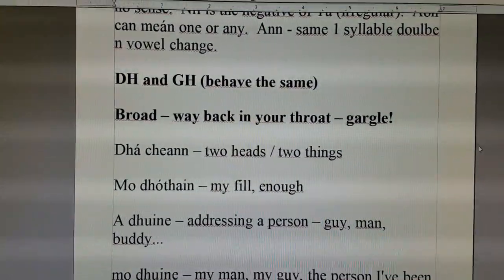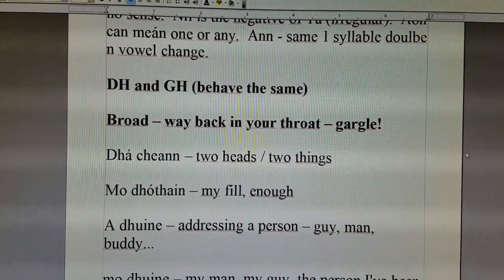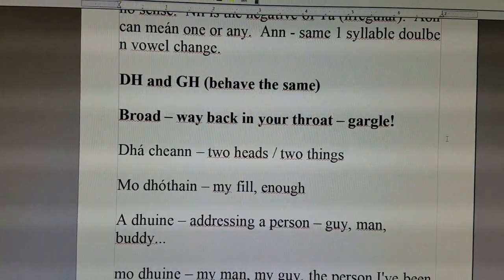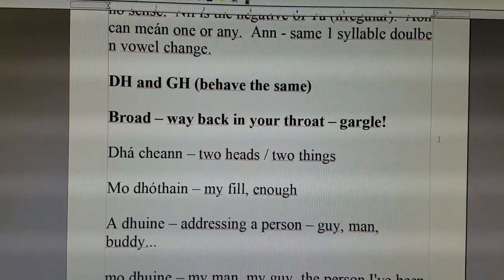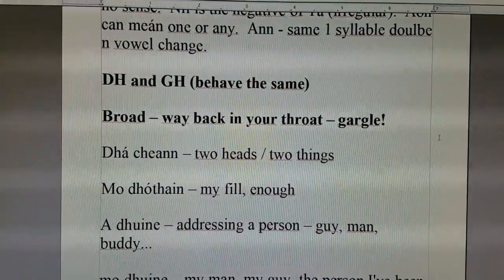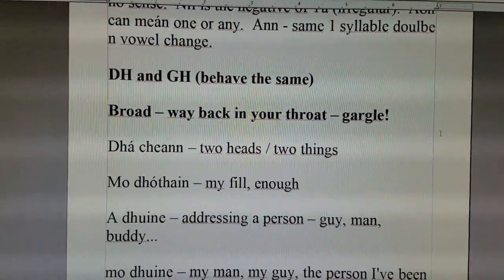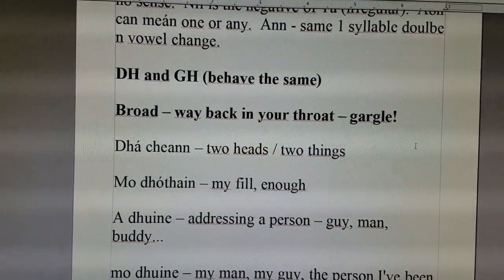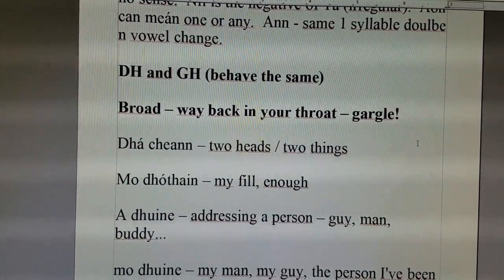Now we do the DHs and GHs, which behave the same. You can interchange them, really. They sound exactly the same. A broad DH is like a gargle. Back of your throat. There's those two sounds together.